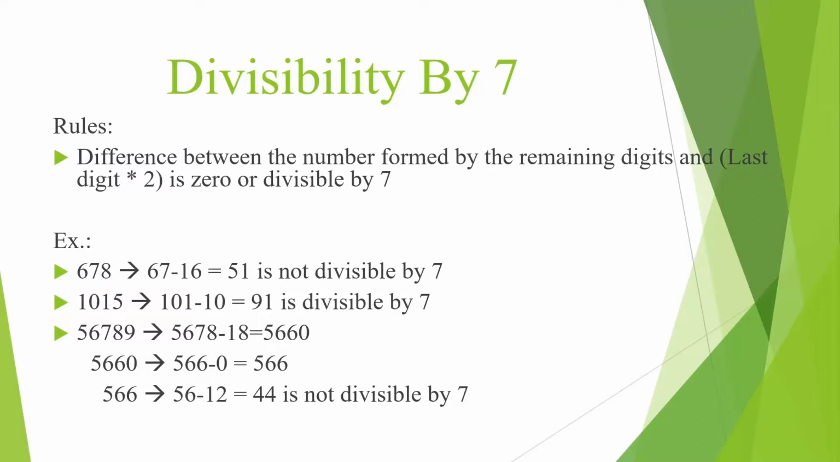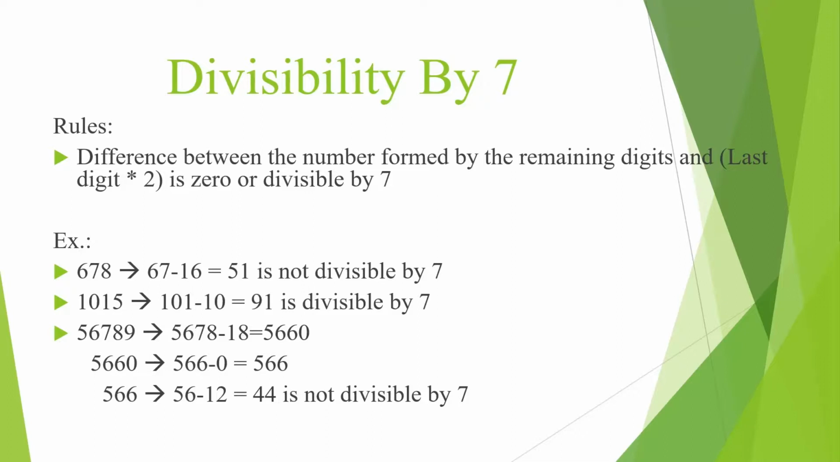Let us consider another example, 1015. Here we have to ignore the last digit. So we get 101 minus the last digit into 2, that is 5 into 2, 10. So 101 minus 10 is equal to 91, which is divisible by 7. That is, 13 into 7 equals 91. So as 91 is divisible by 7, 1015 is also divisible by 7.